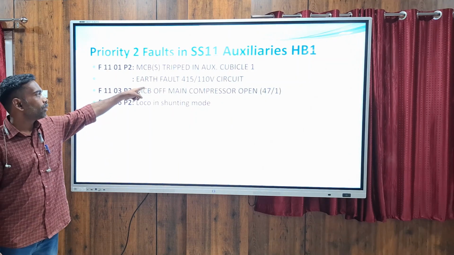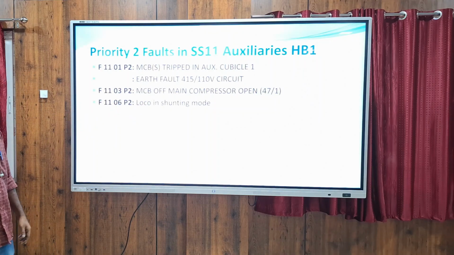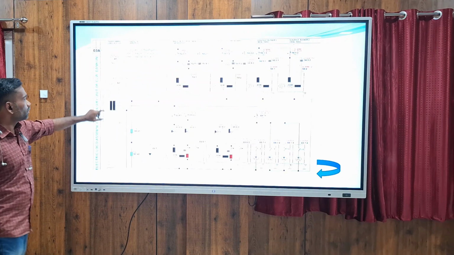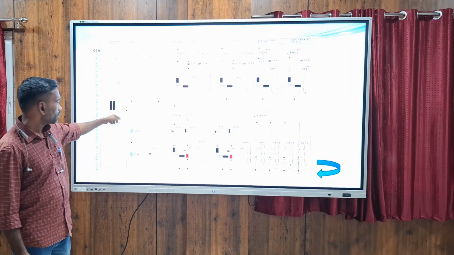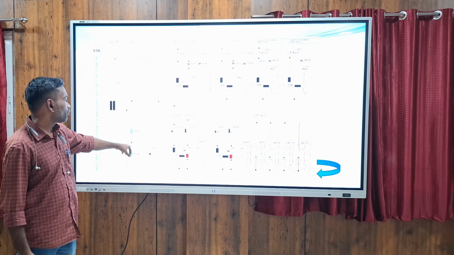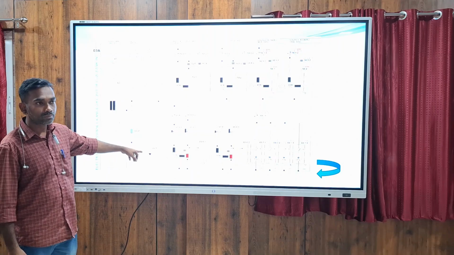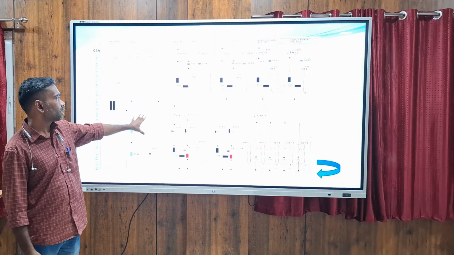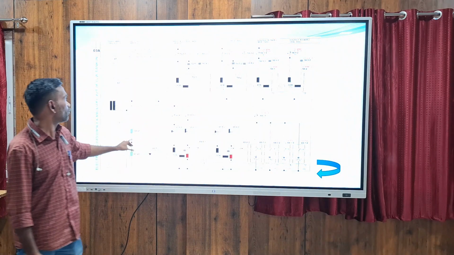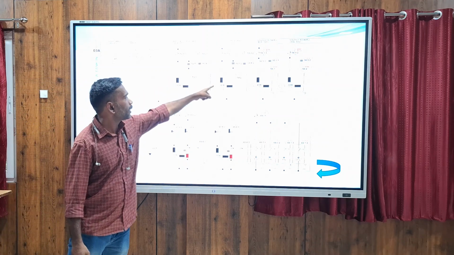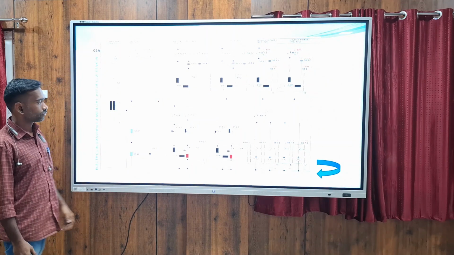Similarly, earth fault in 415 V 110 V supply. For the 415 110 supply, we have one transformer. Here, one earth fault relay, 89.5. If any earth fault is there in this circuit, this particular fault will come. Actually, this MRB circuit and all are not available right now. This is an older circuit.